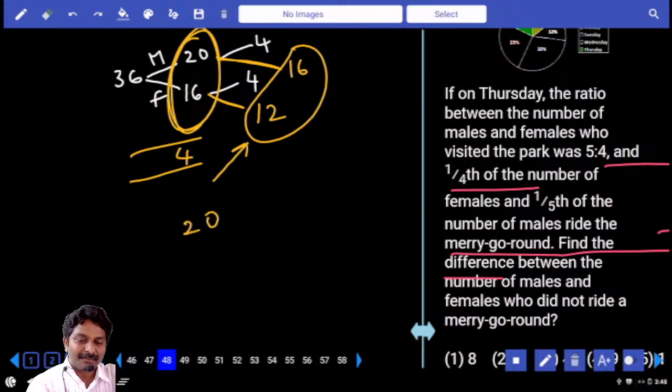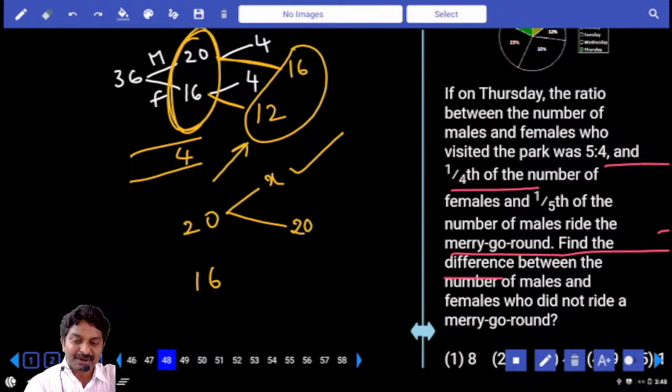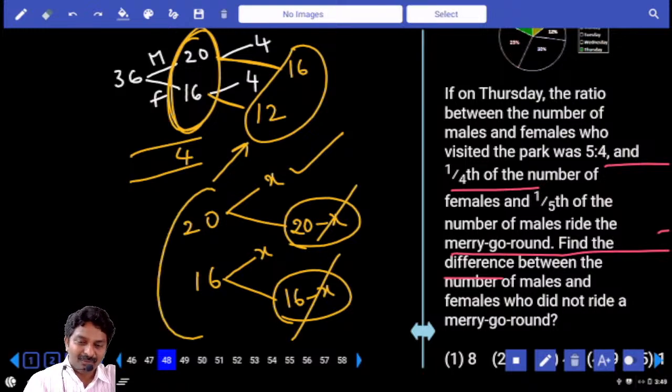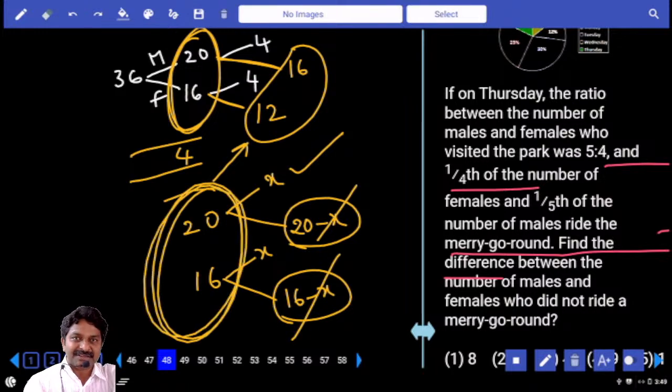Now take 20 for male, and 16 for female. Suppose x are riding the merry-go-round. Who are not riding is 20 minus x. Even in 16, same people are there, x. Then difference is 16 minus x. 20 minus x, 16 minus x. When you take difference, x gets cancelled, right? Whatever is the difference between 20 and 16, the same will be there.